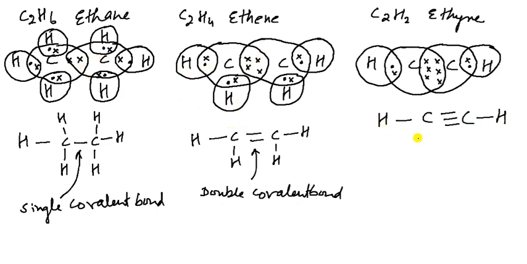So they form a triple covalent bond because the sharing of electrons is 3. If pairs are 3, it is a triple bond. If pairs are 2, it is a double bond. If pairs are 1, it is the single bond. So that one is the triple covalent bond.